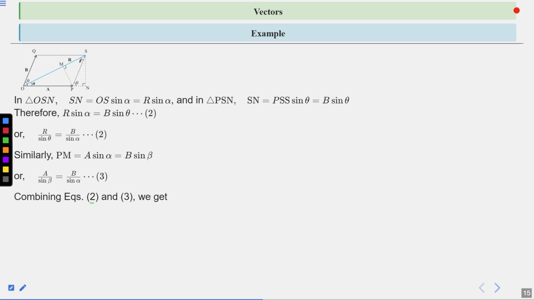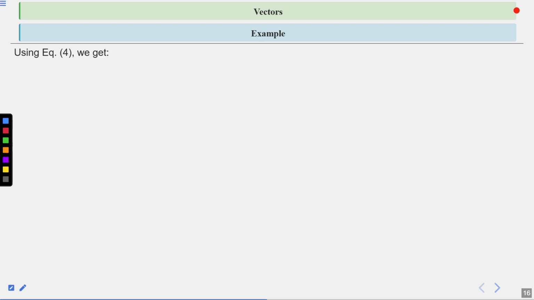So combining equations second and third, we get this one, and this is important for the exam. R upon sin theta is equal to A upon sin beta is equal to B upon sin alpha. Let this be equation fourth. So using equation 4, we get sin alpha is equal to B by R sin theta, and let this be equation 5, where R is given by equation first.